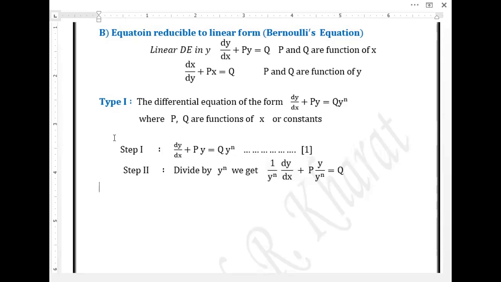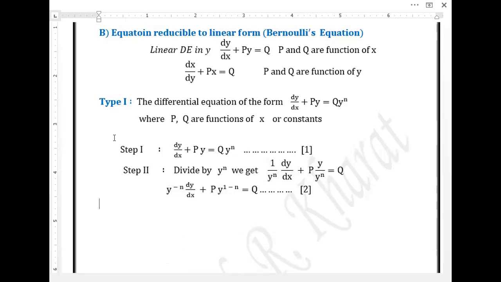Then we have to make the adjustment. The y^n term, shifted to the numerator, gives y^(-n) dy/dx + P y^(1-n) = Q. This is the differential equation, and we have to convert it into a linear differential equation.